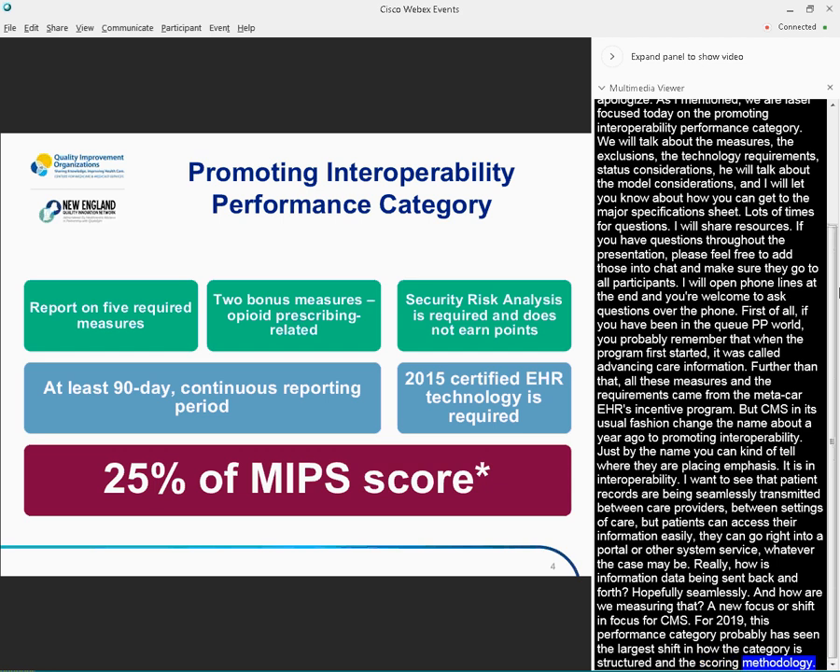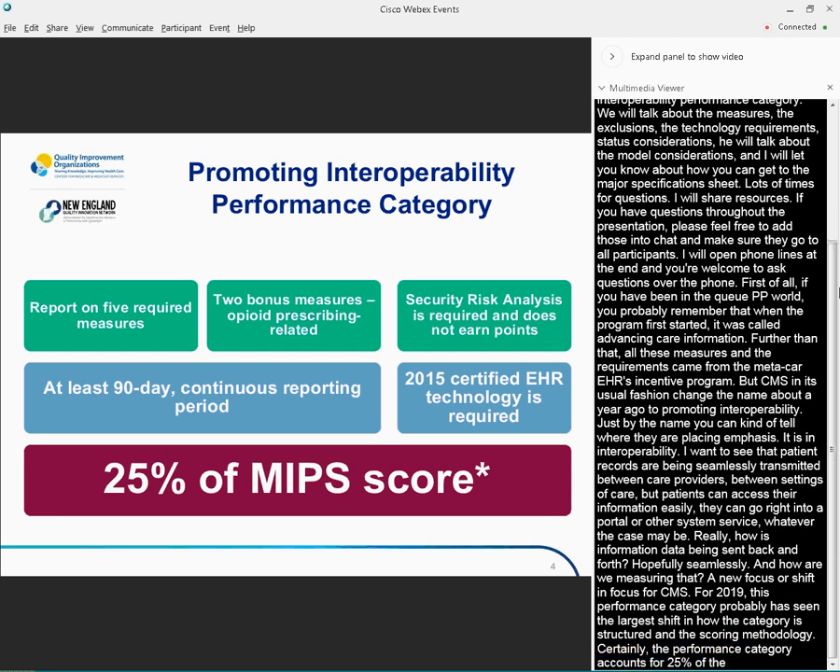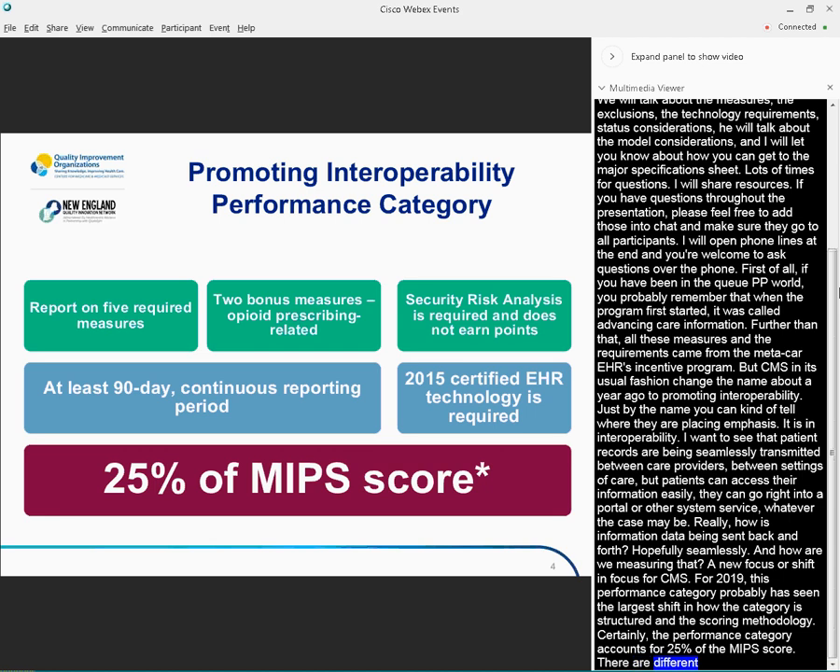So currently, the performance category accounts for 25% of your MIPS score. The reason why there's an asterisk, which we'll talk about a little later on, is there are a couple different opportunities for reweighting of this category, so it might actually be 0% of your MIPS score.